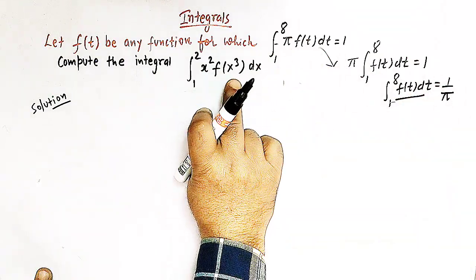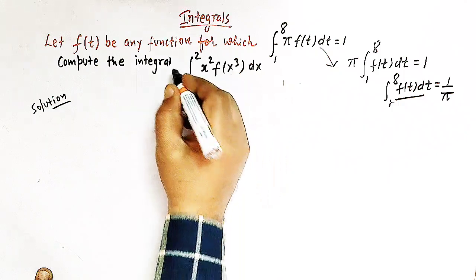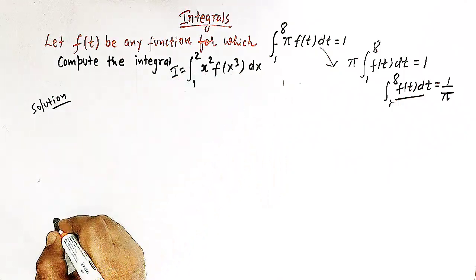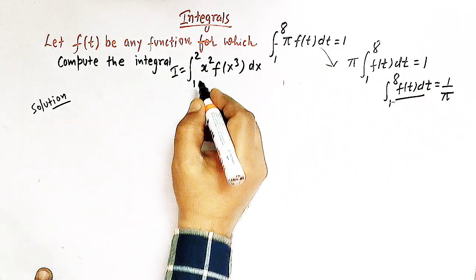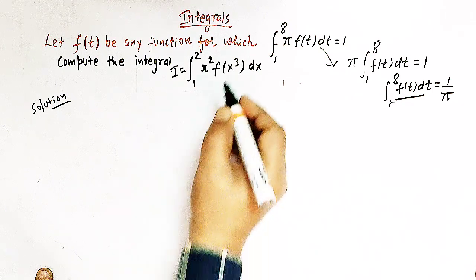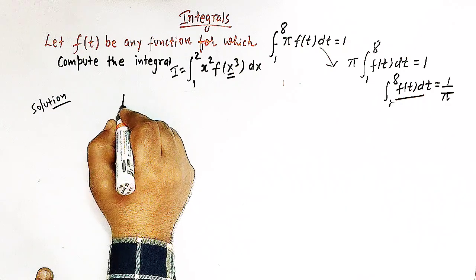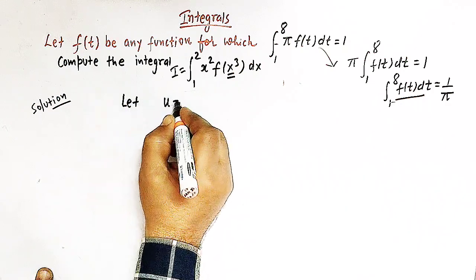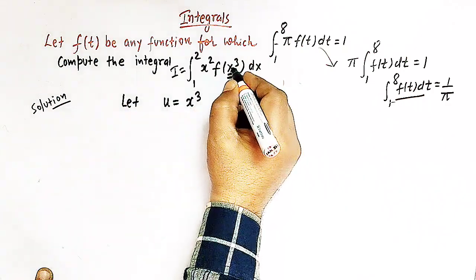Now let us find the value of this integral. So let us call this integral as I, right? So here we'll make use of the method of substitution. So let us take here u is equal to x cube, right?